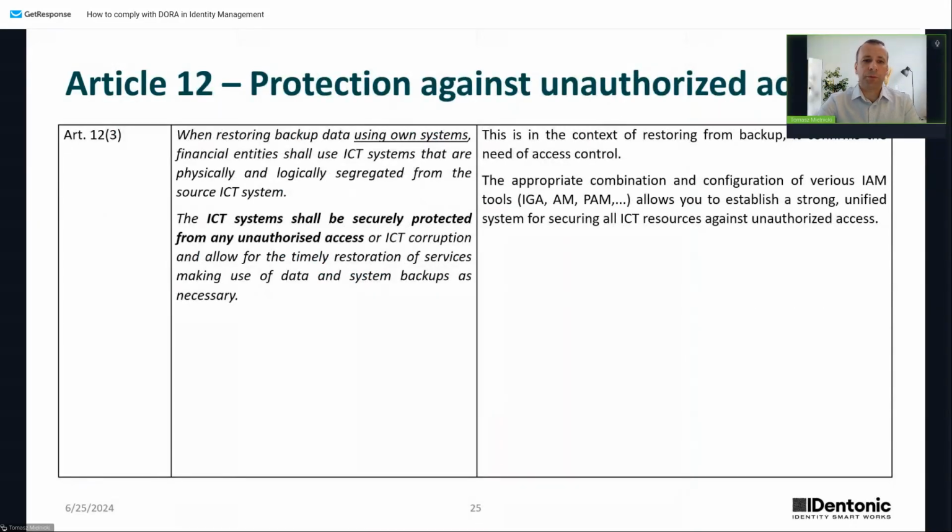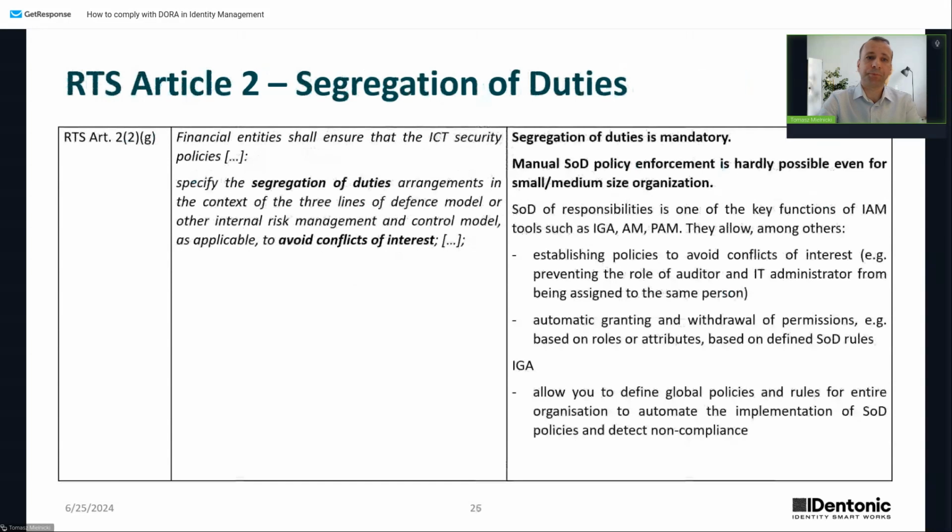Next, we have Article 12, which actually mandates something really straightforward: the ICT system shall be securely protected from any unauthorized access. So again, it's not about if, but rather how to do that, because it's mandated. They must be protected from unauthorized access. That was it for the main regulation text. Now we have the RTS, which extends and details the requirements in this area.